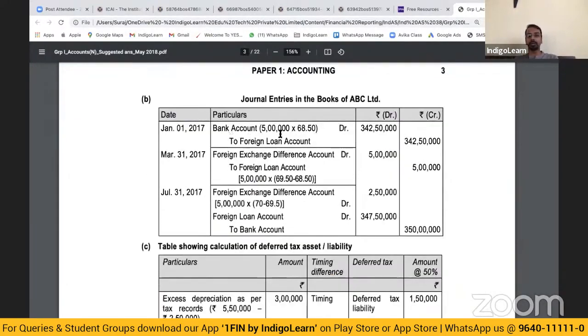Simple. Bank account restatement, whatever we have, first entry is for borrowing, second entry is for restatement, third entry is for settlement of the account. But here, please note, they have not passed an entry for transferring it to P&L. That also needs to be included. So this on 31st March, this restatement of 5 lakhs should be transferred to P&L as well. So you have to write that entry. They have not given, but you have to write that entry. Here, foreign exchange difference account at the end of the financial year, that has to be transferred to the P&L account.